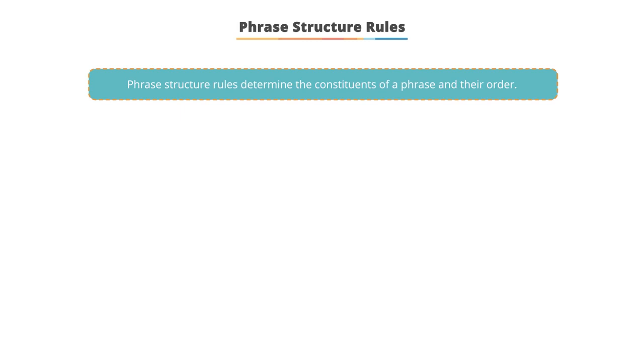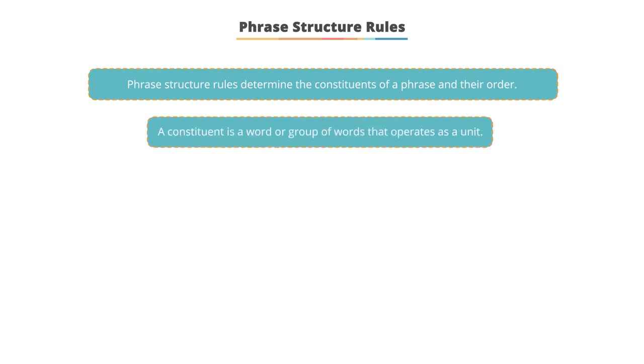Phrase structure rules are rules that determine what goes into a phrase, that is, the constituents of a phrase and how the constituents are ordered. A constituent is a word or group of words that operate as a unit and can be used to frame larger grammatical units.